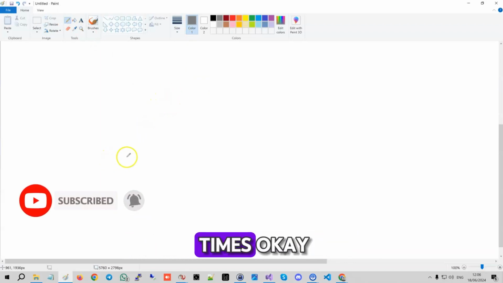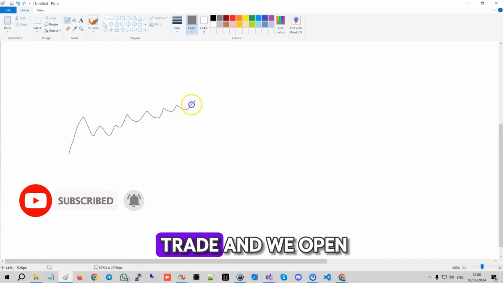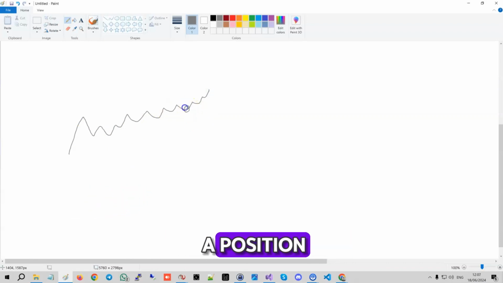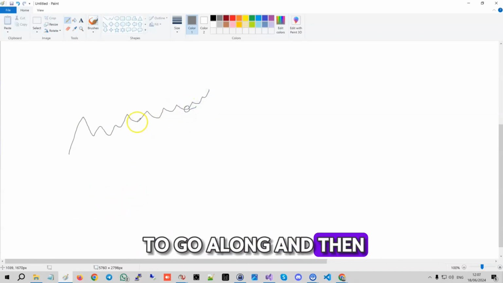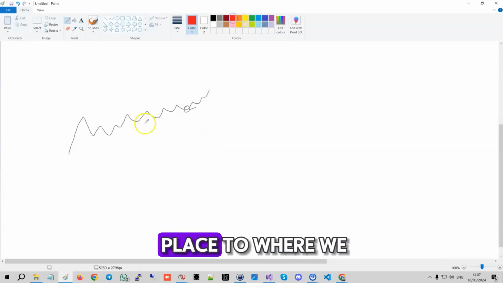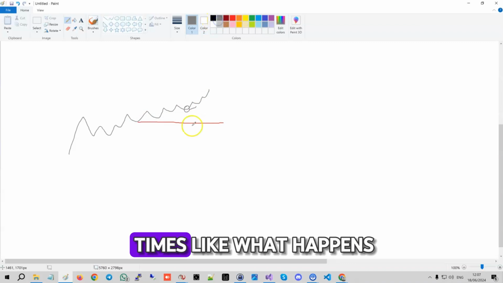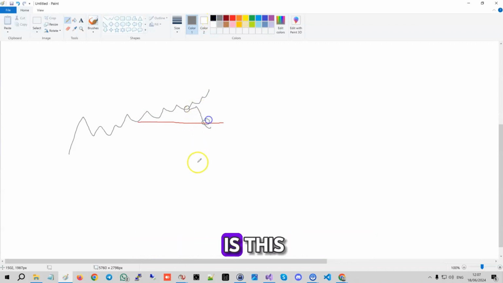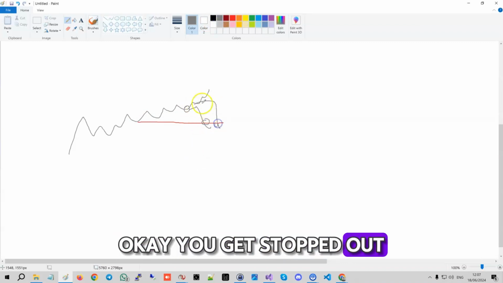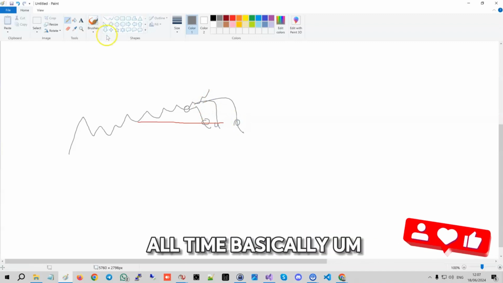Basically, a lot of times when we trade and we open a position, let's say we're trying to go long, and then we see a potential place where we should place our stop loss. And many times what happens is this: you get stopped out, you get stopped out, you get stopped out all the time.